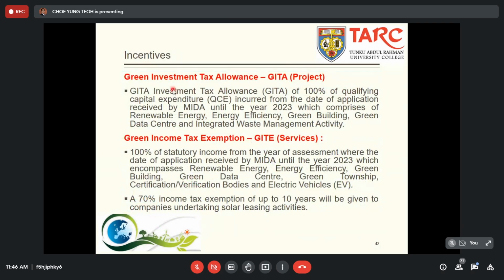Okay. So this GITA tax allowance is mostly for projects which comprise renewable energy, energy efficiency, green building, green data center, or integrated waste management activity. Whatever the project is within this category, you can apply for the tax allowance. And for services, whichever you fall in, renewable energy, energy efficiency, or green building, you will get the tax exemption.